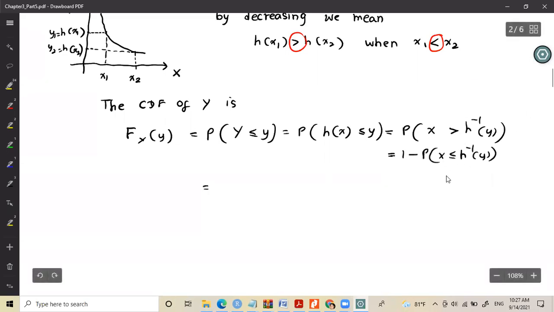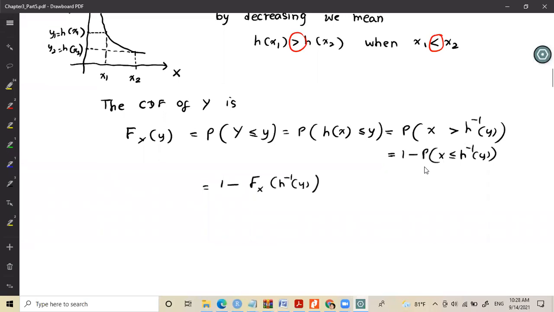So this is the complement, right? If you have x greater than and you want to convert it to less than, simply you can take the complement. Okay, so let's write the CDF. Now this is the CDF of x evaluated at h inverse y. Now you can see why we get the negative sign, and if you follow these steps carefully, you can assume where we got that absolute value, right? So we'll see. Now you have your CDF of y, capital Fy, which is 1 minus the CDF of x evaluated at h inverse y. Then let's take the PDF.